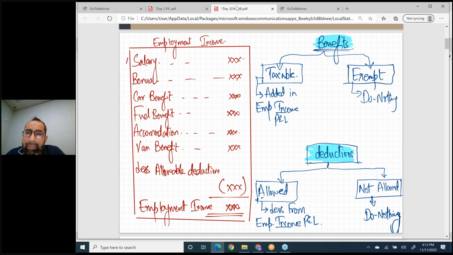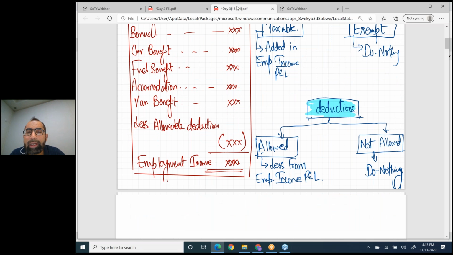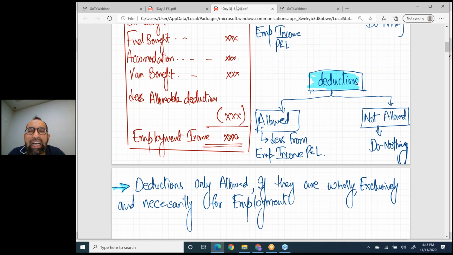Now the question is, sir, is there any criteria for why and how deductions are allowed? Yes, you must have read it before. Deductions are only allowed if they are wholly, exclusively, and necessarily for the purpose of employment. There must be no duality. That means only deductions for the purpose of employment are allowed.